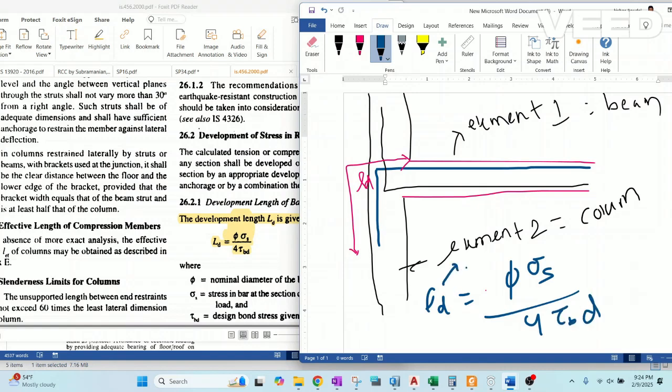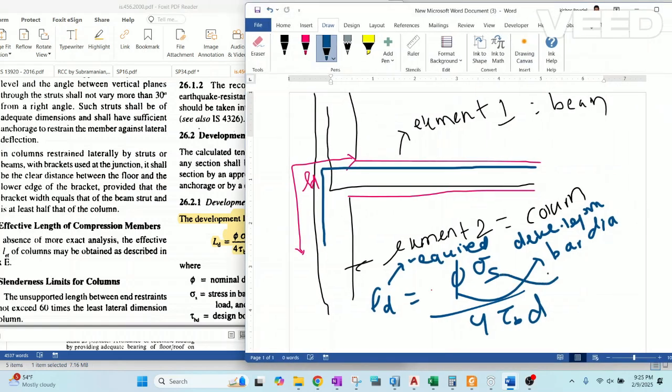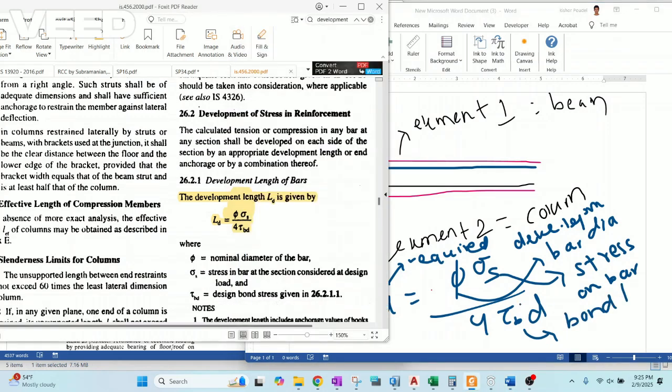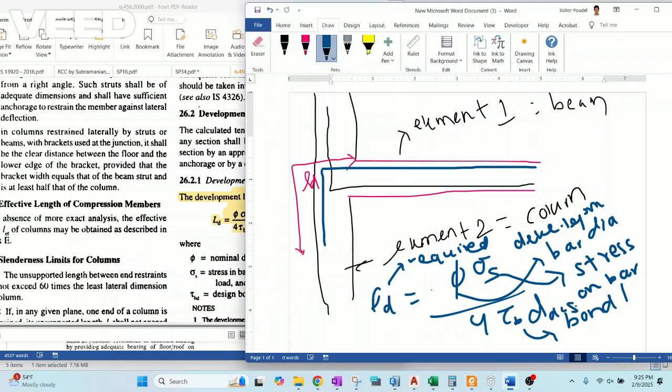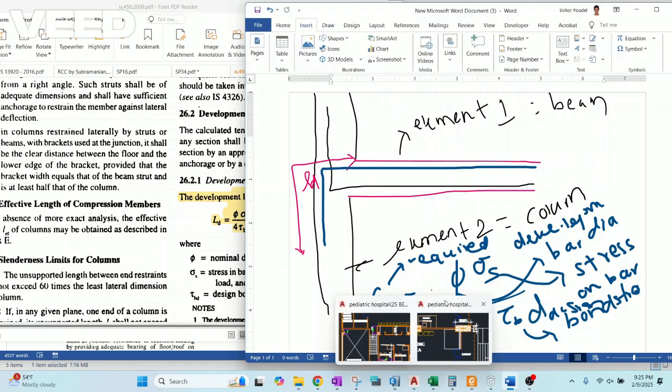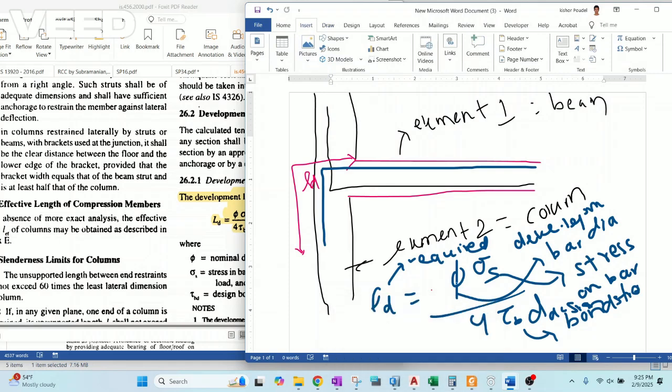LD is the required development length. Phi is the diameter of the bar. Sigma s is the stress on that bar. And the last one, tau BD, is the design bond stress. So we can find all the values of this equation. This is the diameter of the bar.